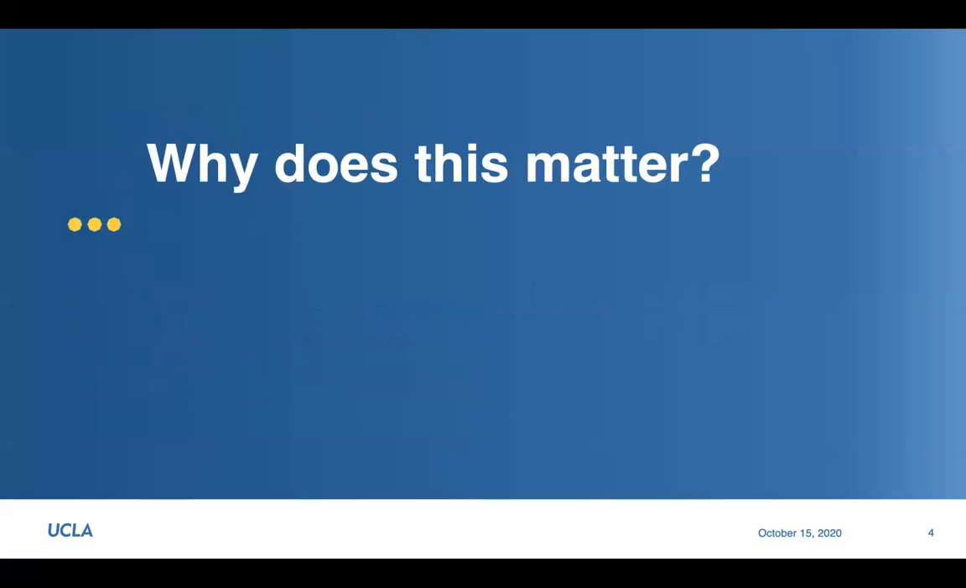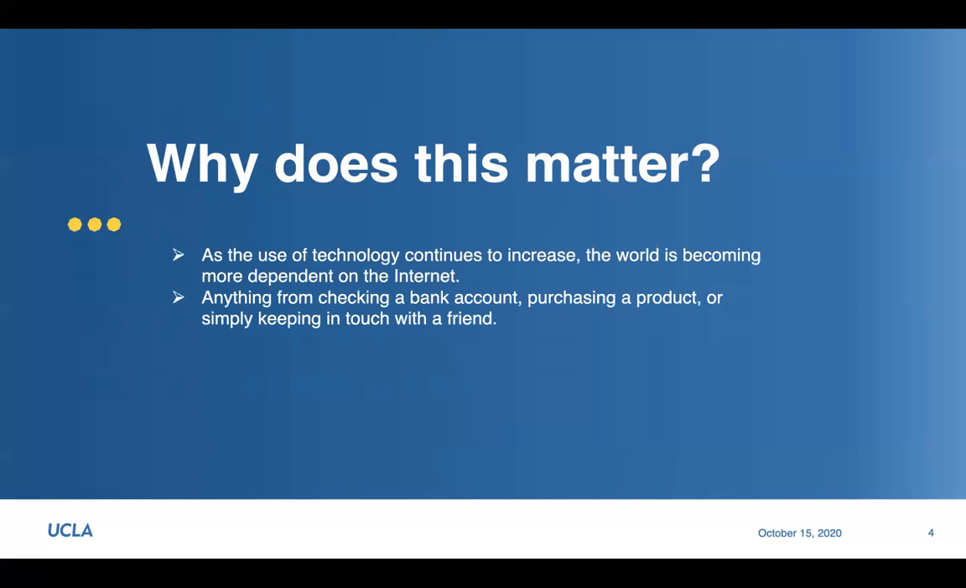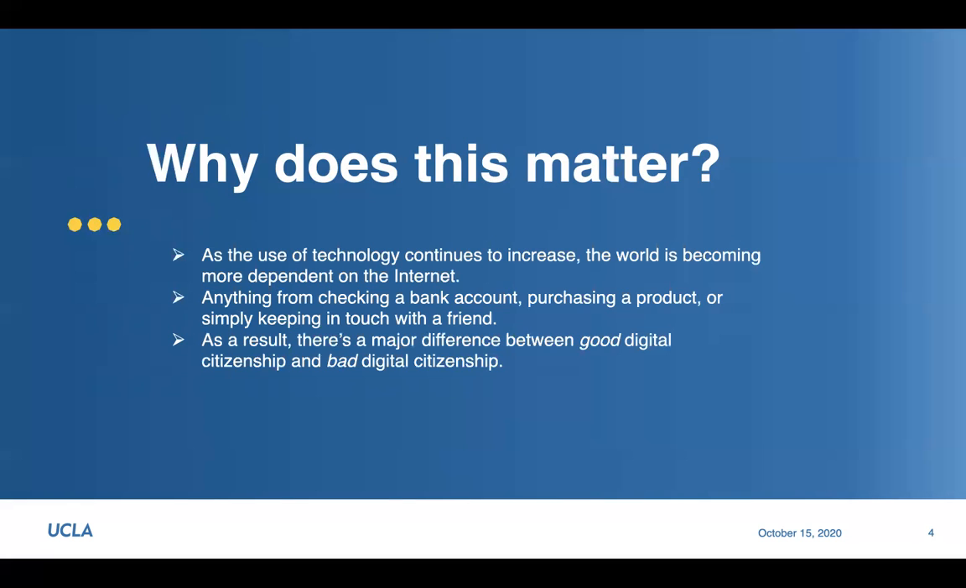And why does this matter? Well, this matters because this can affect a lot of things in your life. It can affect your professional career growth, whether internships as well, or even your personal life. People do look up who you are. It matters who you are online, and that's why it's important to know this. And as the use of technology increases, the world is becoming more dependent on the internet. Anything from checking a bank account, purchasing a product, or simply keeping in touch with a friend, it all uses online. And there's a major difference between a good digital citizen and a bad digital citizen. So I'm going to go over what that means.